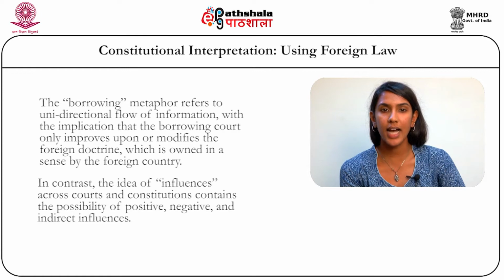In contrast, the idea of influence, which I prefer, across courts and constitutions, contains the possibility of positive, negative, and indirect influence. For example, the Indian Supreme Court, while upholding the constitutional validity of the death penalty in the famous Bachan Singh case, took lessons from the American post-Furman versus Georgia experience to conclude that the judiciary lacked the institutional competence to articulate the prevailing moral standards or will of the people.